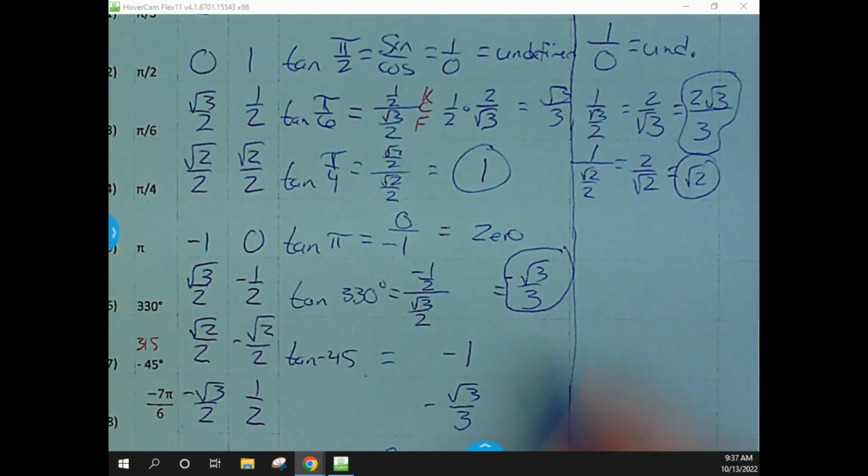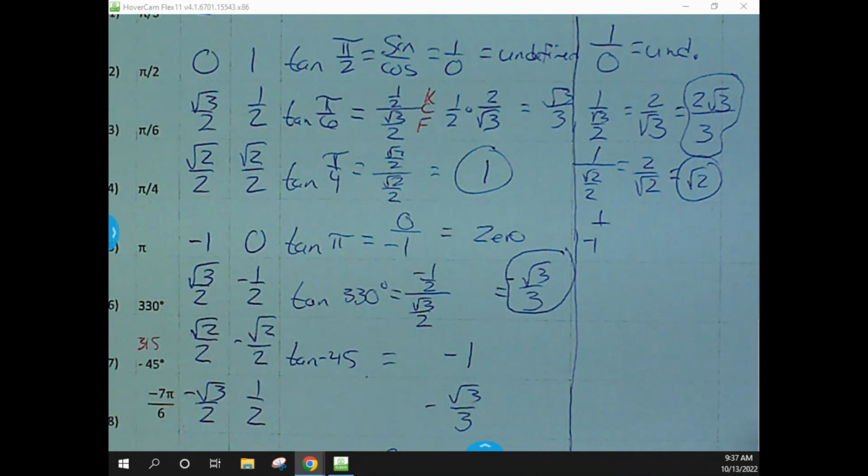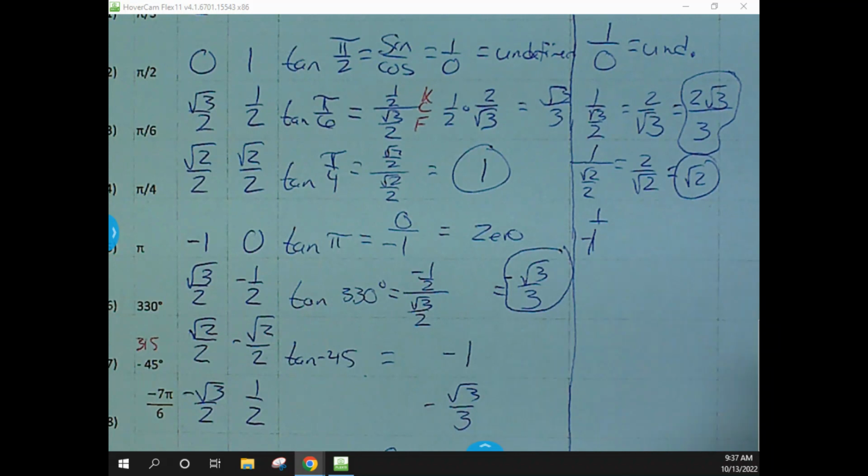All right, so this one, it's 1 over negative 1. Well, that's nice, isn't it? 1 over negative 1, that's just negative 1. There you go. You're like, oh, can I please get some more of those?